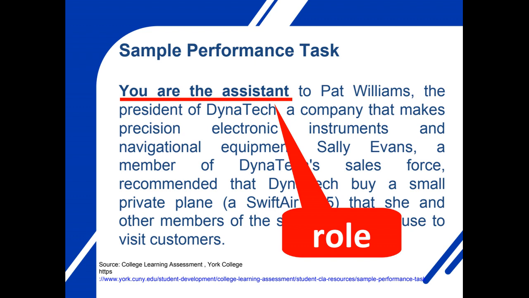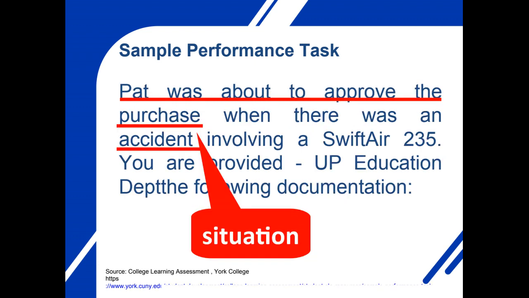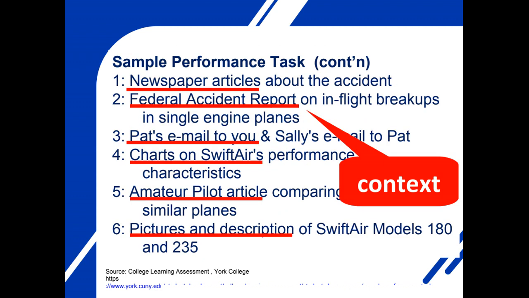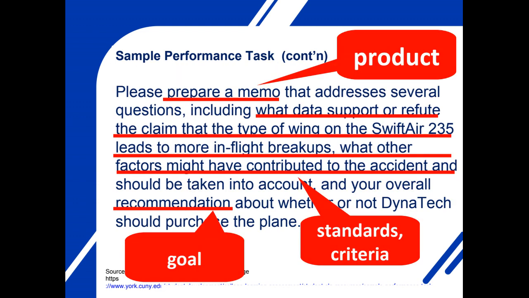So you are the assistant. That's the role. And then I'm gonna say, your president, who is Pat, was about to approve the purchase. So that's the situation. And then I'm gonna say these are the available situations. So that would give you the context, right? And then what did I ask? Then you're going to prepare a memo.